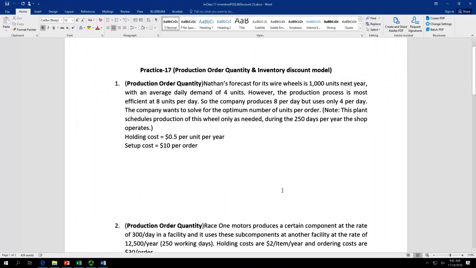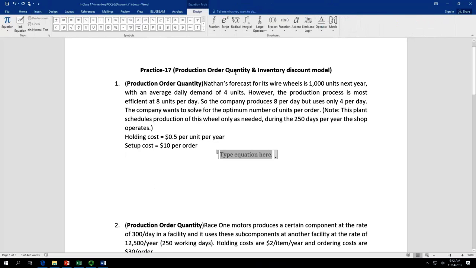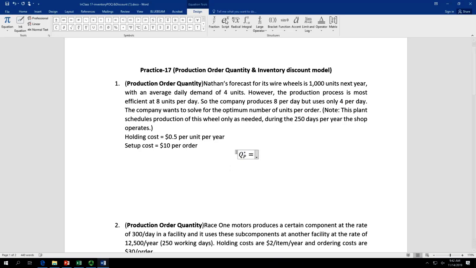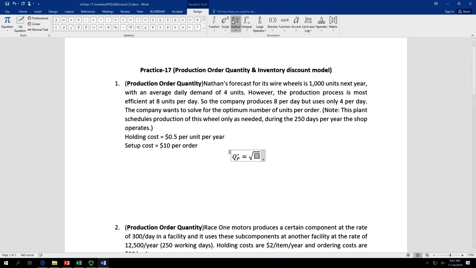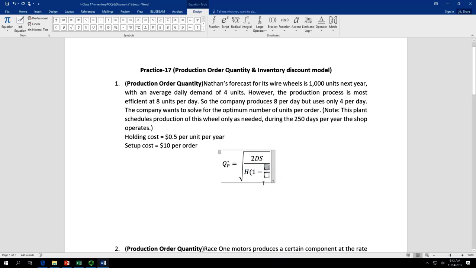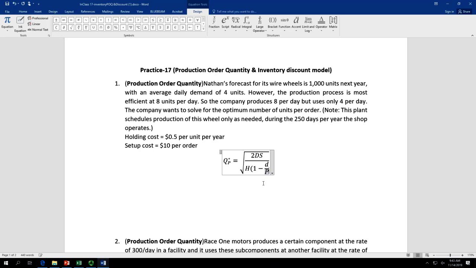So open this up. I already gave the note over here. This is the production order quantity, and the formula we are going to use is inserted through the equation tool. It is Q, but you need to add the P subscript over here, and on the top it is the star, which means optimal. Then equals the square root. This is the fraction template, and you see 2DS divided by H, and then 1 subtract D divided by P. Okay, this is the formula we are going to use.